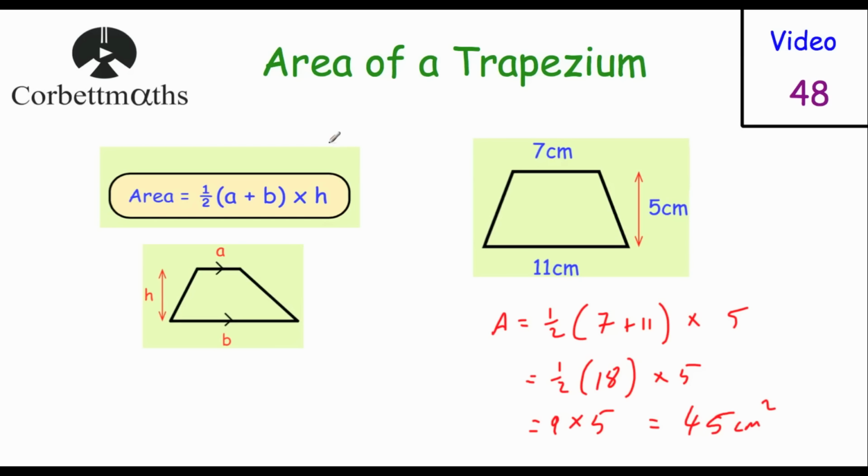And that's it. So to find the area of a trapezium, you add together the two parallel sides, you divide by 2, and then you times by the height, the distance between the two parallel lines, and that's it. And then if you want more practice on that, that's video 48 in Corbettmaths.